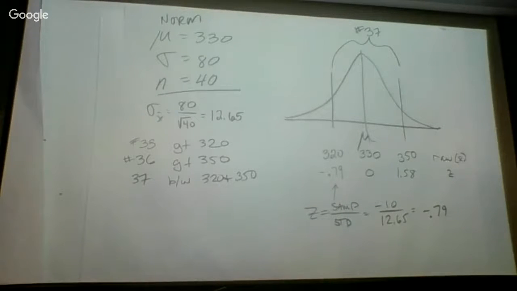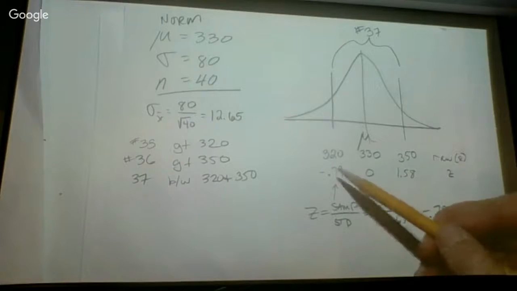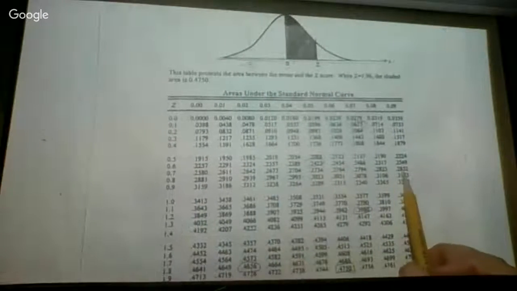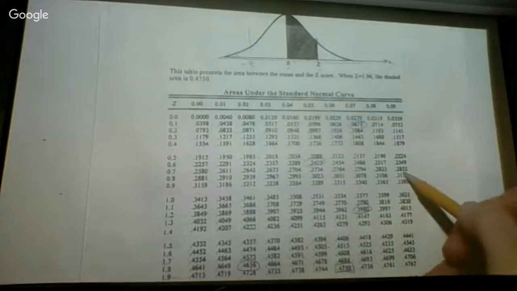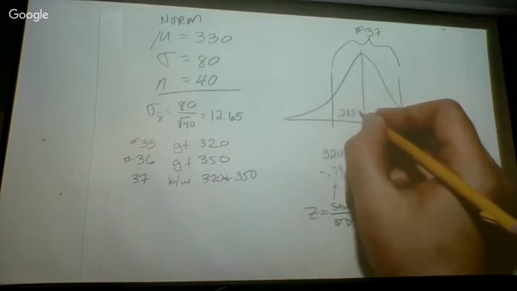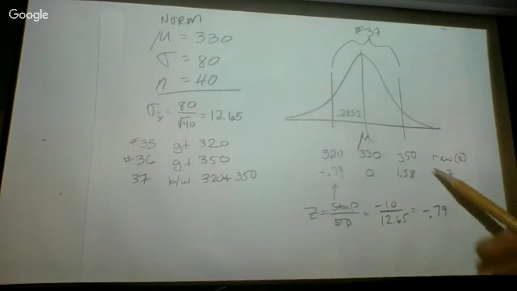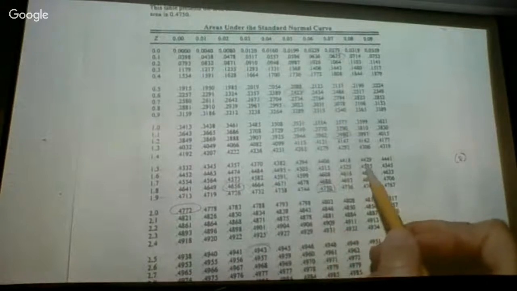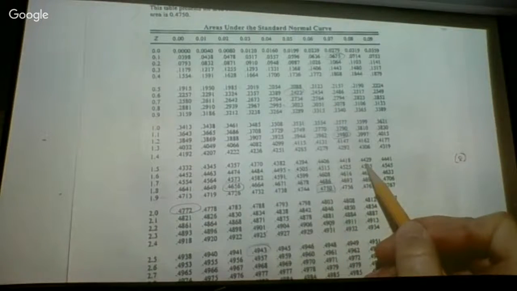Raw scores to z-scores. Z-scores to areas. So with a z-score of negative 0.79, I believe I'm going to find 0.2852. For a z-score of 1.58, I find 0.4429.